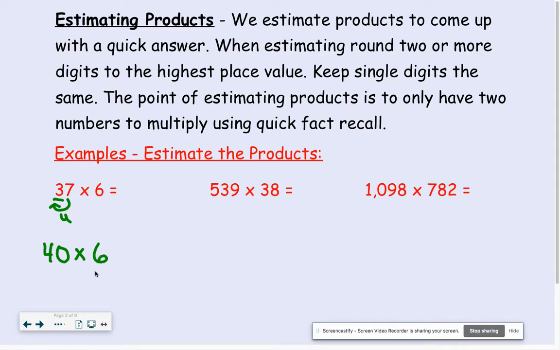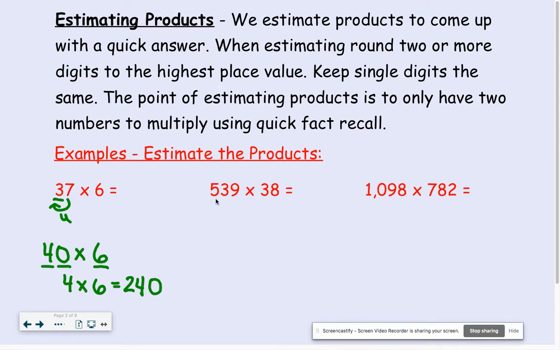Now we're going to multiply. When you multiply, you only look at the digits. You forget about the 0 for now. So we end up with 4 times 6. 4 times 6 is 24. Now's where you put the zeros back in. I have 1 0 in my problem, so I'm going to put 1 0 at the end of my answer. So quickly, I was able to realize that 37 times 6 should get me an answer around 240.